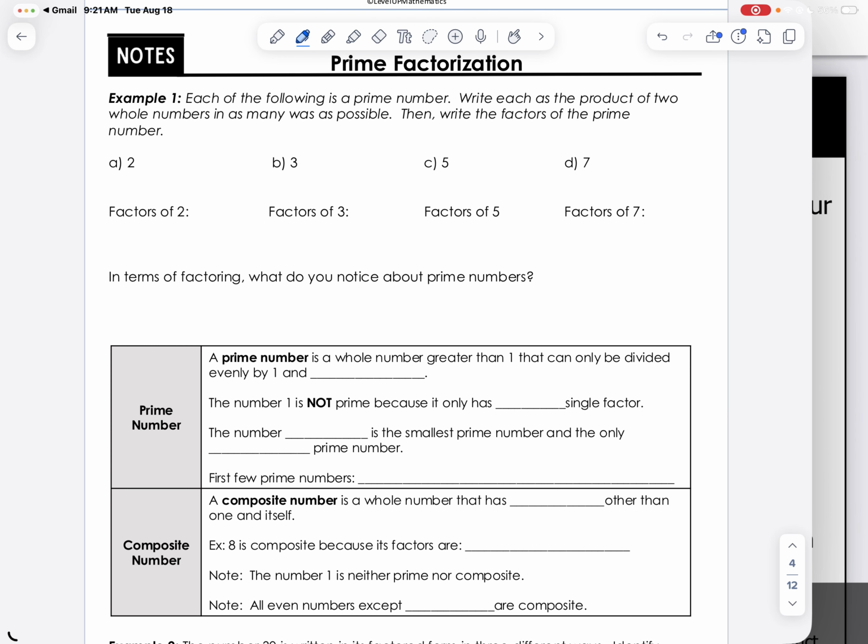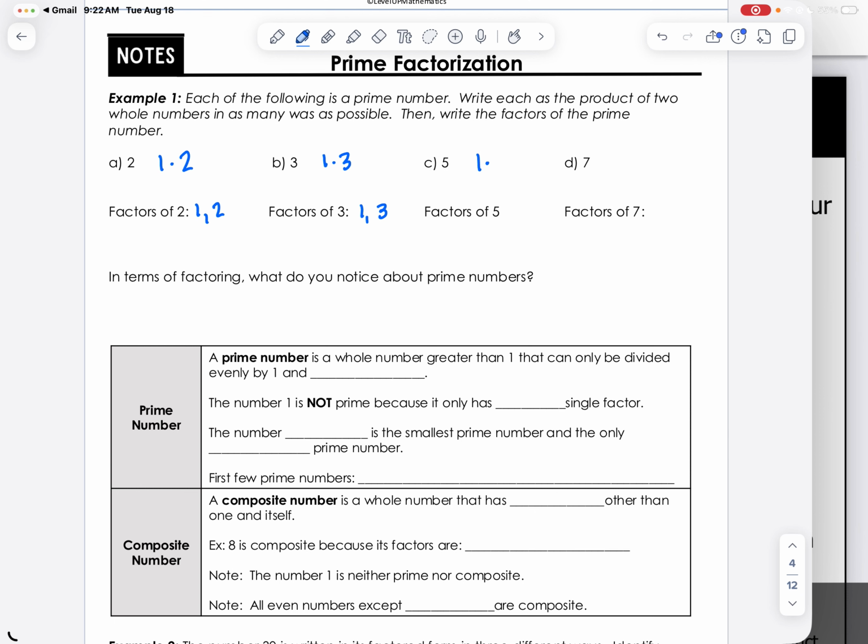So in problem A, we have the number 2, and we want to write 2 as a product of two whole numbers in as many ways as possible. So I can think of 1 times 2, that would give me 2, and I can't think of any other factors of 2. So our factors of 2 are just 1 and 2. Okay, to write 3 as a product of two whole numbers, I would have 1 times 3, and that's it. So the factors of 3 are 1 and 3. Whoops, why did I write 1 and 1? I meant to write 1 and 3.